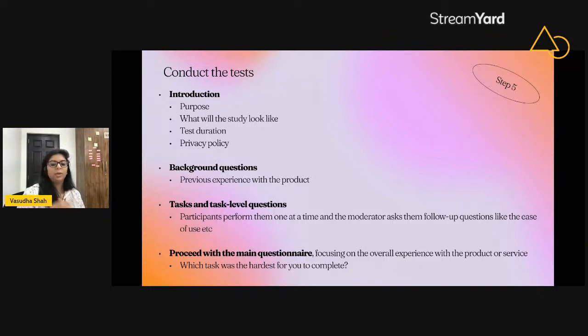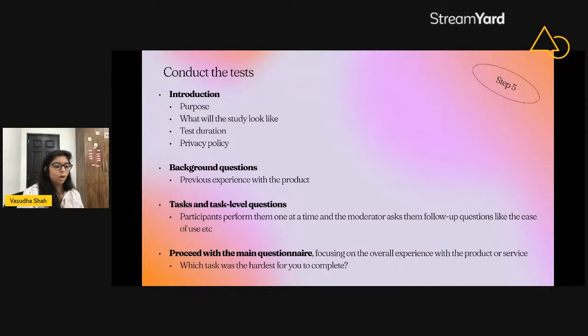The fourth one is proceeding with the main questionnaire, which focuses on the overall experience with the product or service. So, which task was the hardest for you to complete? How did you feel while completing these tasks? Questions like that really help you gauge the overall picture of the user.